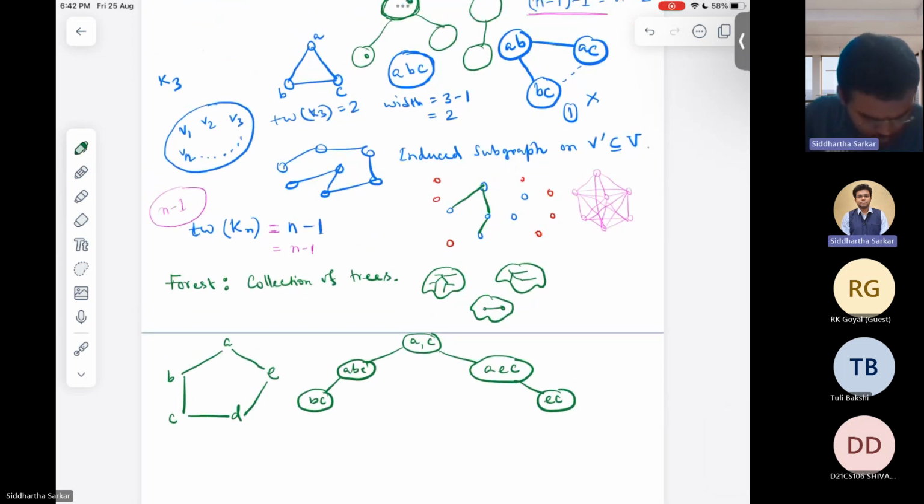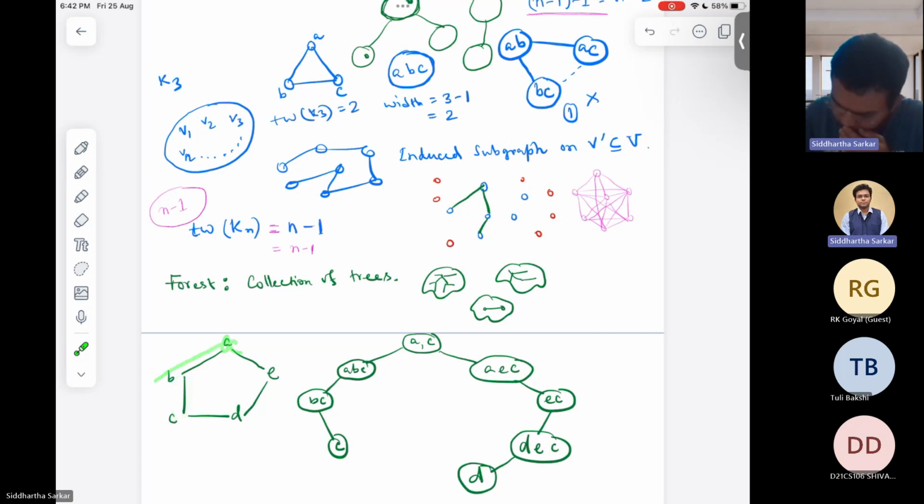So BC followed by, so I am quoting from one of the process. I have not verified it, but we'll verify it now. Okay, so let us verify. So what we have to verify is that for every edge, there is one bag containing both the endpoints.